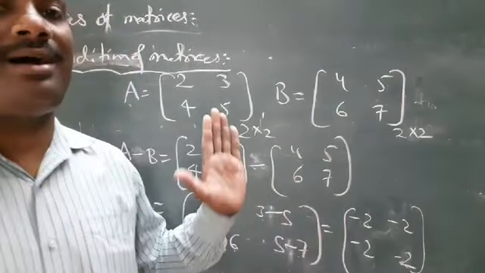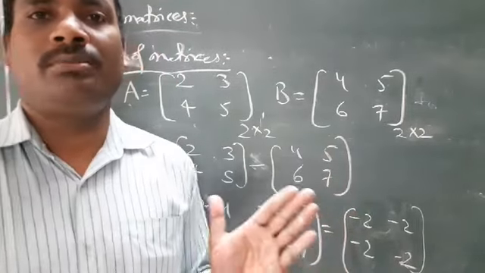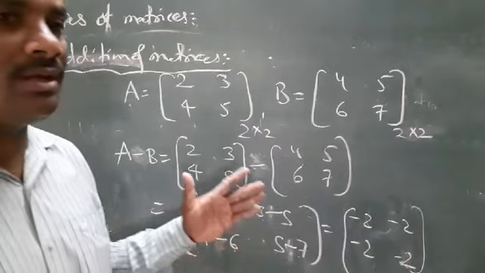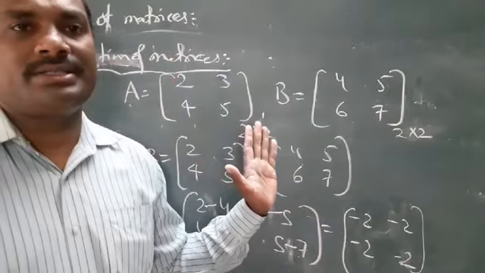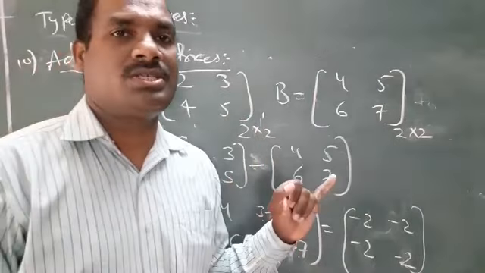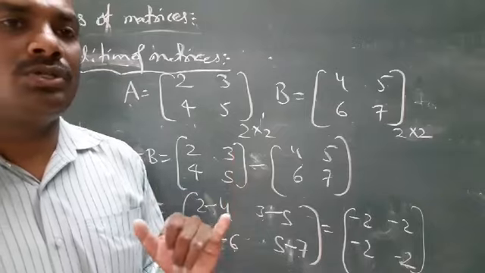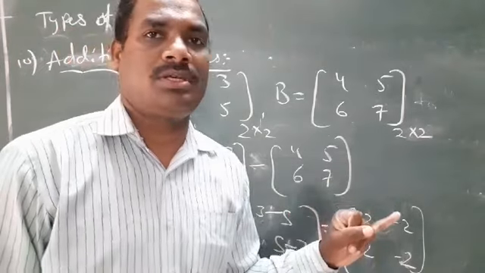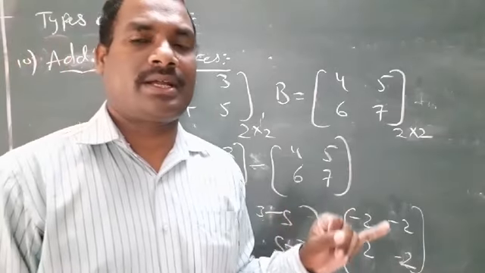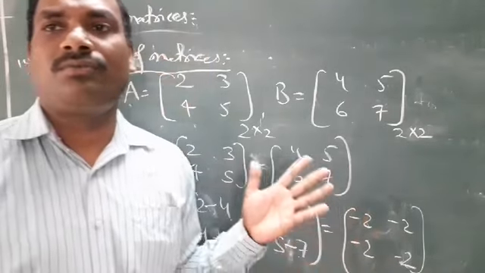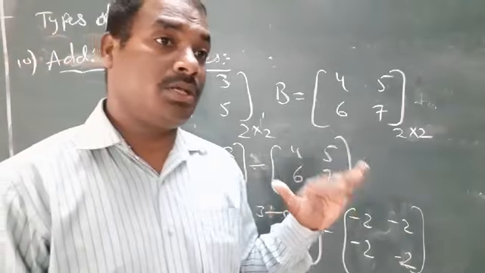Okay. Next, order. What is the definition of order? Number of rows into number of columns. Next one, हम क्या क्या डिस्कस किया? Okay, types of matrices. First one, square matrix. Square matrix क्या है? Number of rows is equal to number of columns. Next, second matrix क्या है? Rectangular matrix. Rectangular matrix क्या है? Number of rows not equal to number of columns.